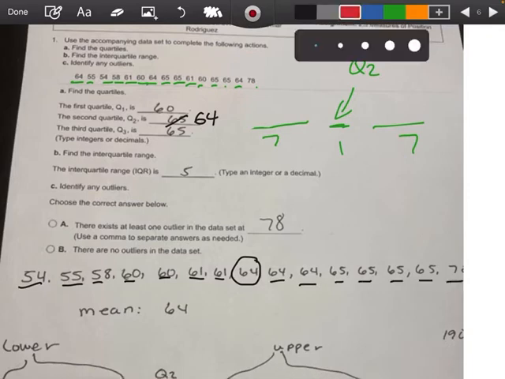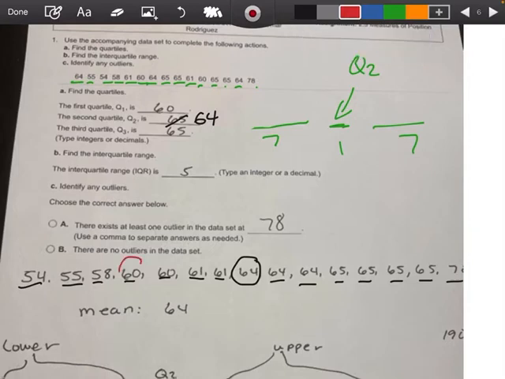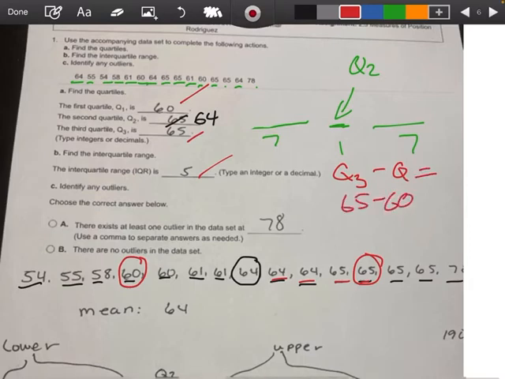Okay, so what we're going to do now is this middle number right here, that's going to be my Q1, which is exactly what they have right here. And 1, 2, 3, 4, this number right here is going to be our Q3. That's perfect, right? And then the interquartile range is going to be Q3 minus Q1. So that is 65 minus 60. That's going to give us 5. So that's perfect so far.